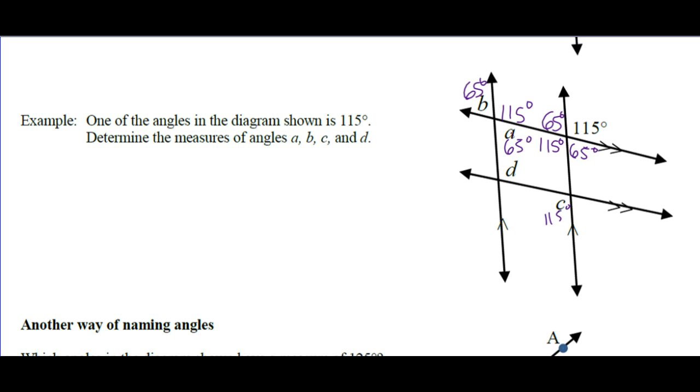115, and D corresponds to this 115 again, right? These are the parallel lines. This is the transversal, so D is 115. And then we're done. Okay?